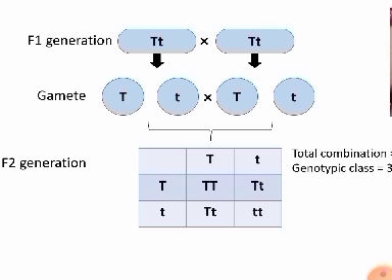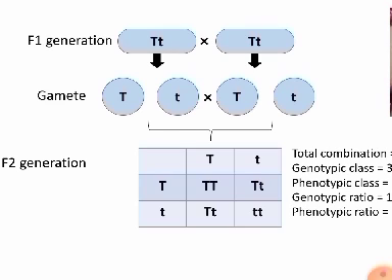The genotypic classes are 3: first homozygous dominant, second heterozygous, and last homozygous recessive. The genotypic ratio is 1:2:1 and the phenotypic ratio is 3:1. It means 3 plants are tall due to the homozygous dominant allele and 1 plant is dwarf due to the homozygous recessive allele. This is the law of segregation.